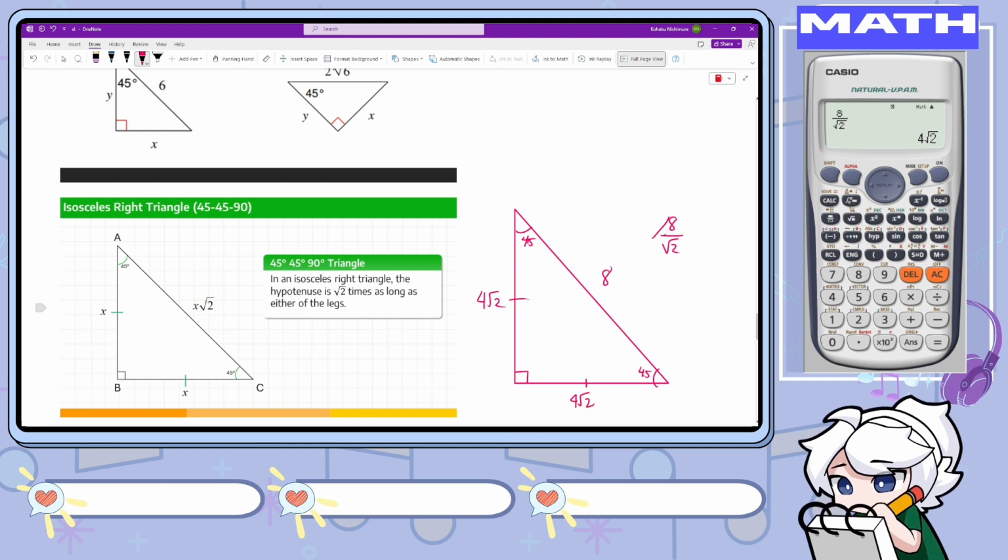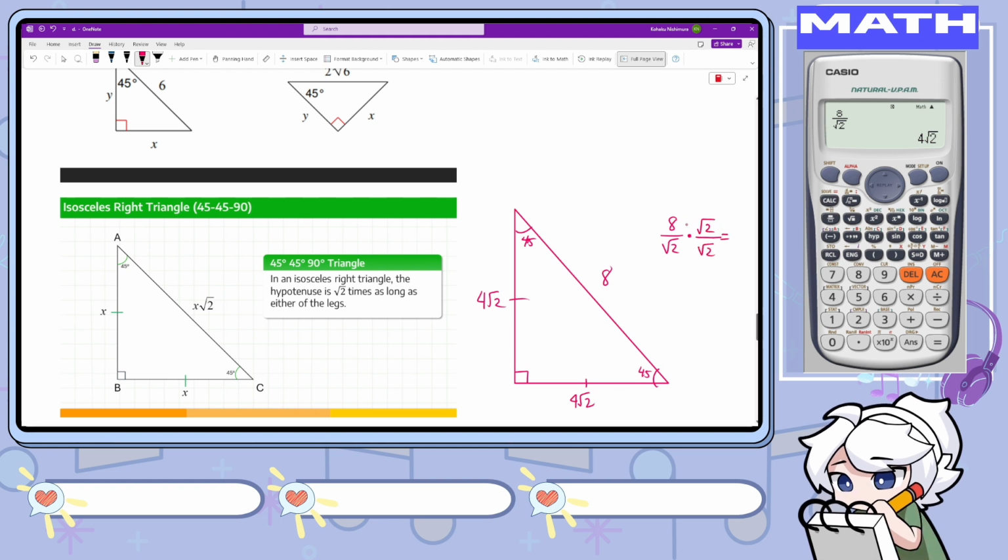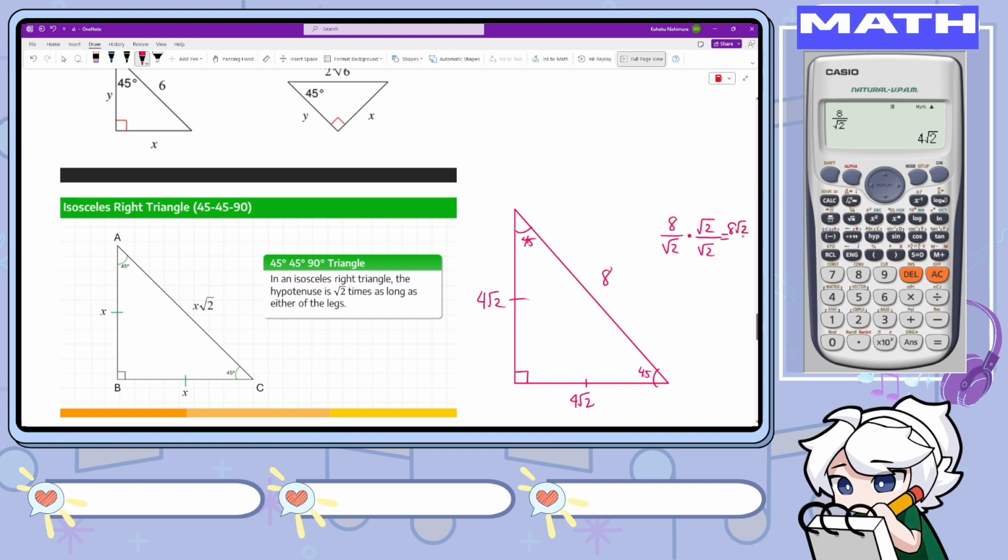But if you want to use the long method, just in case, we rationalize this by multiplying both the numerator and denominator by square root of 2. Thus having 8 square root of 2 over, what is 2 times 2? It's 4. But square root of 4 has a specific answer, and that is 2. 8 square root of 2 over 2. And we can cancel out 8 and 2. That being 4 square root of 2. Thus completing your computation. That's it, right? So easy.